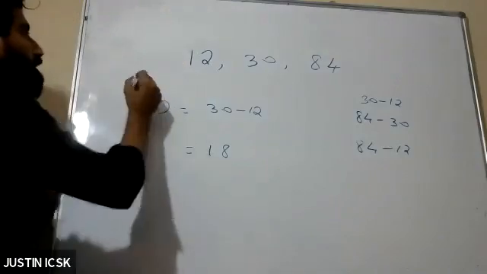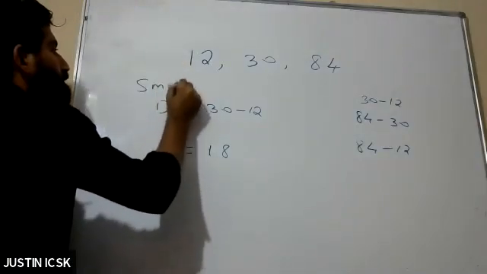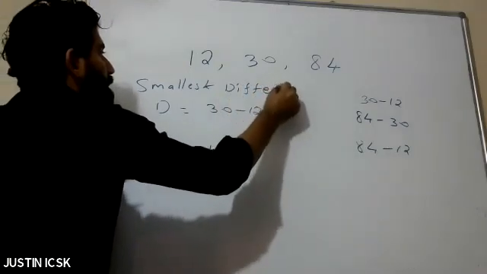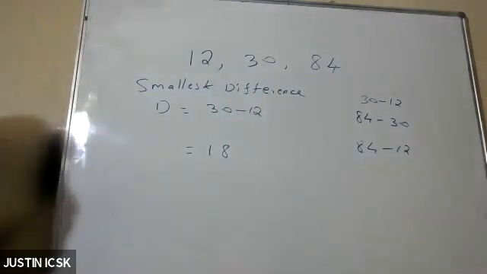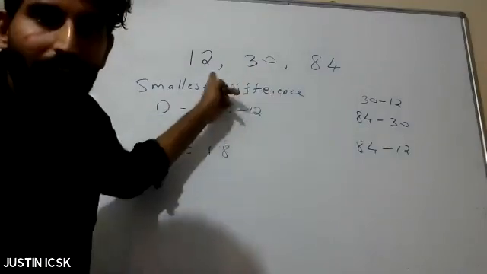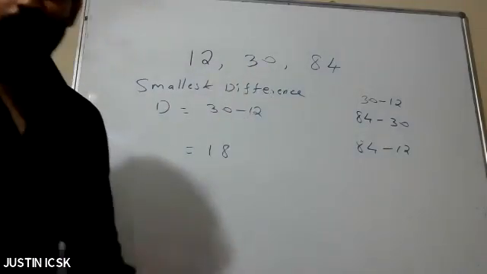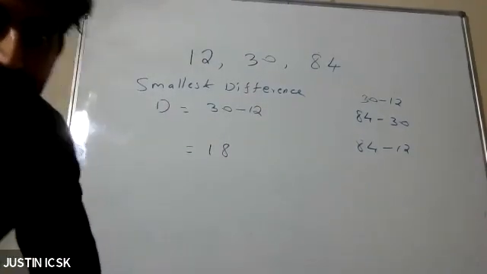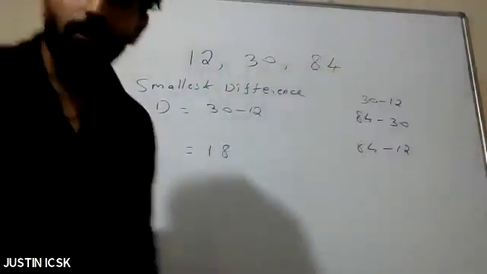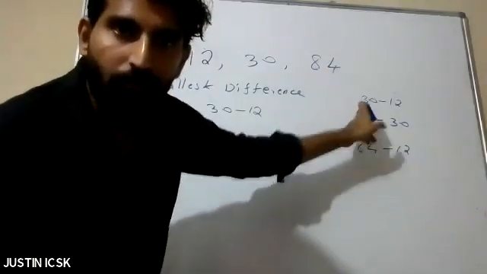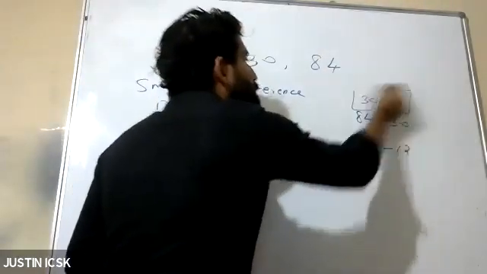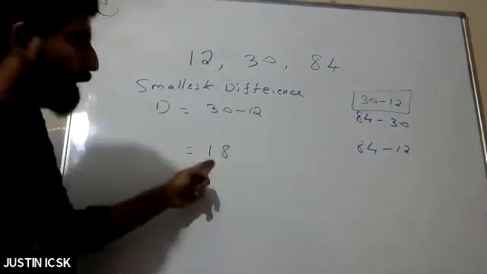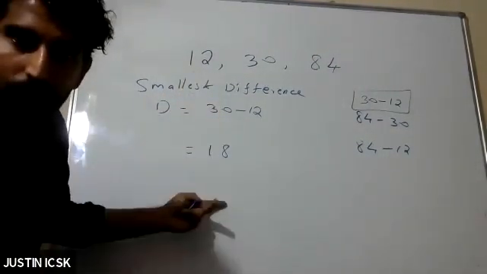We have to take the smallest difference. Smallest one is 30 minus 12, 18 is the smallest one. Okay, so there are 3 numbers and many differences will come. From this, we should take the smallest one. Smallest answer is 18. So 12 minus 18 is not possible, we know this is not possible.